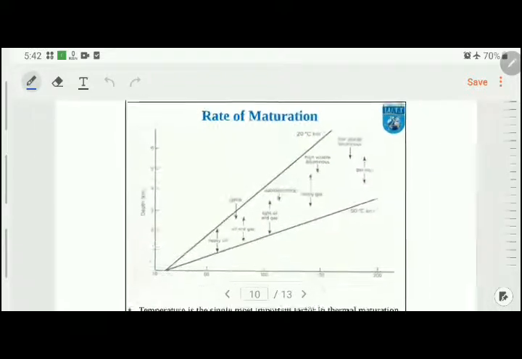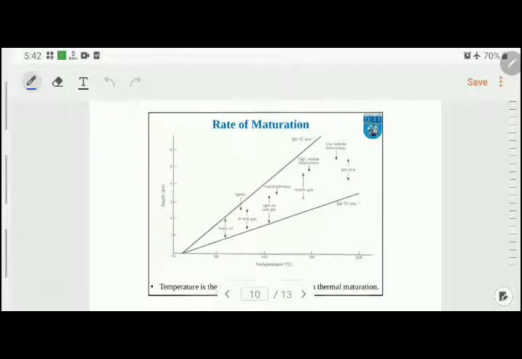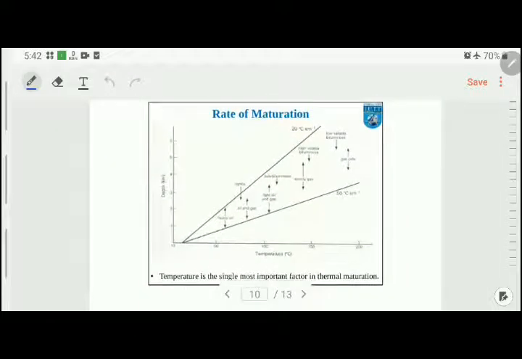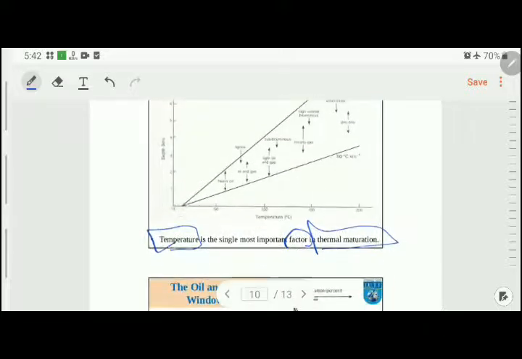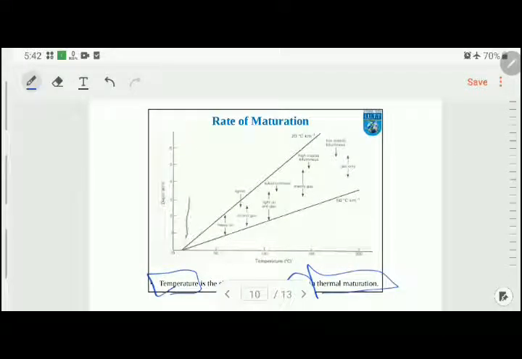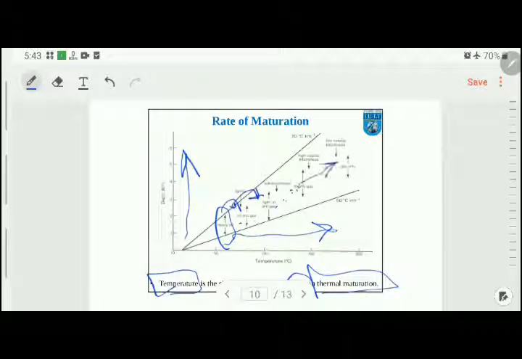Rate of maturation tells you how the maturation itself progressed for the kerogen. Temperature here is the single most important factor in thermal maturation, the most important factor in the maturation process, which is the temperature that occurred in the subsurface. As we said, when the depth increases, the temperature increases, and then maturation starts, from heavy oil to oil and gas, then light oil and gas, and then mostly gas.